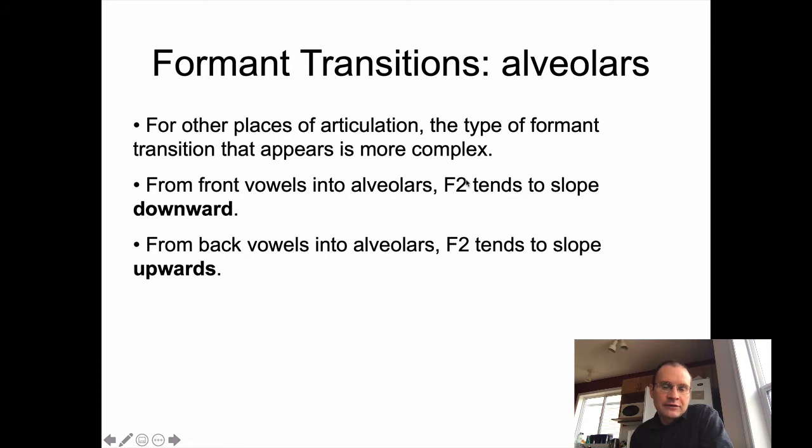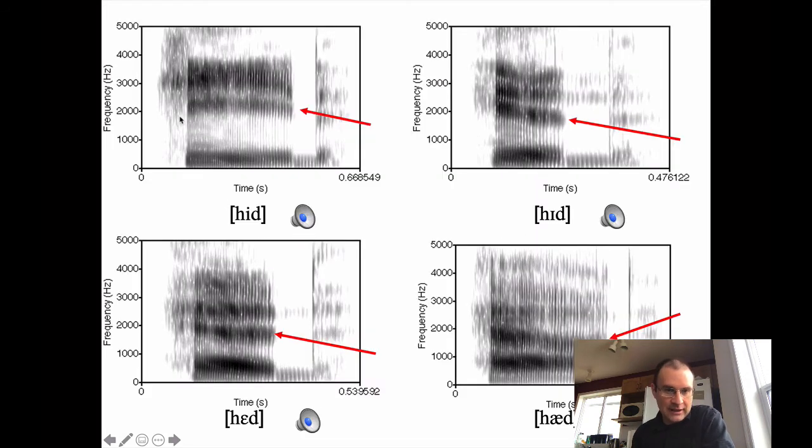So remember that F2 is a cue for front backness in vowels. So for front vowels, we have high F2. And then for back vowels, we have low F2. So that's kind of one of the reasons why F2 will go down into an alveolar from a front vowel, and it'll go up from a back vowel into an alveolar. Generally speaking, it wants to point to a frequency of about 1900 hertz or 1800 hertz, somewhere around there.